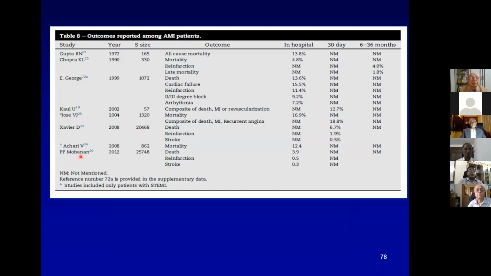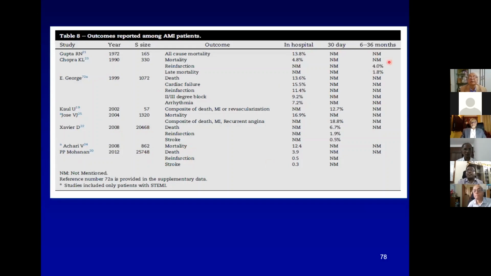And this is Dr. P.V. Mohanan's paper, the Kerala registry, on 25,000. He was very keen on going a few thousands more than CREATE. We did have a nice interaction, discussing these numbers. So outcomes on mortality, death, reinfarction, stroke, etc. in hospital 30-day and 3 to 6 months.